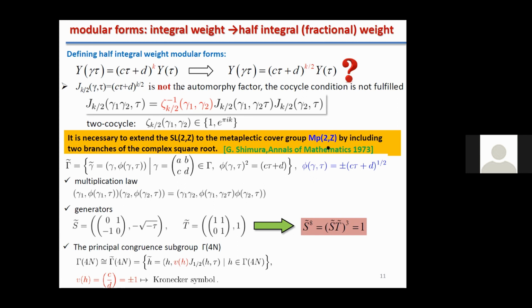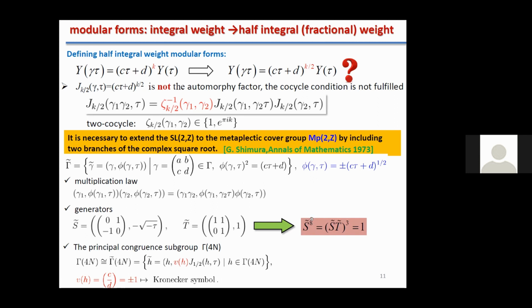And MP2Z can also be generated by two generators, S tilde and T tilde. For S tilde, we take the modular SL2 generator S, accompanied by the minus psi of phi. And T tilde takes this form, and it satisfies the algebraic relations S tilde eighth power equal to 1 and S tilde T tilde third power equal to 1. So compared with SL2Z, where S cubed and S fourth power equal 1.